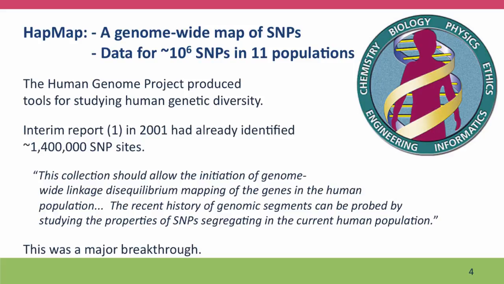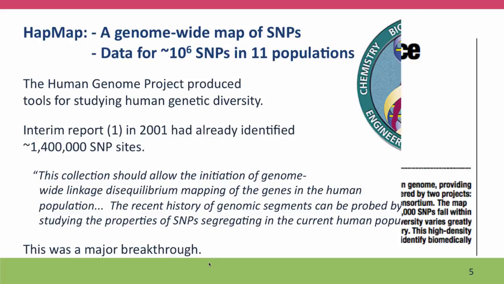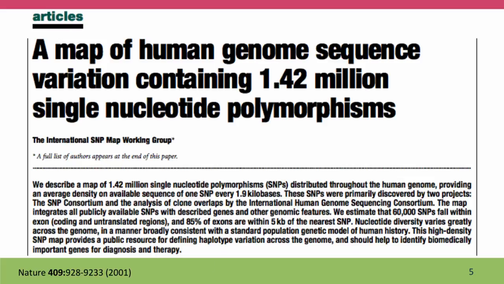And the result was two things. One was data on the frequency of the alleles of more than a million SNPs in 11 different populations from all over the world. And that's mostly what we're going to talk about in this lecture. In the next lecture, we'll describe another valuable thing that HapMap produced: these SNPs were all mapped onto the human genome sequence. So the relationship of each SNP to genes and other functionally important parts of the genome are known. In their interim report, they'd already identified 1.4 million SNP sites in four different populations. And this was a really super breakthrough. Here's the title of their paper. This was 2001, the very first time we really knew about human genetic diversity across the whole genome.